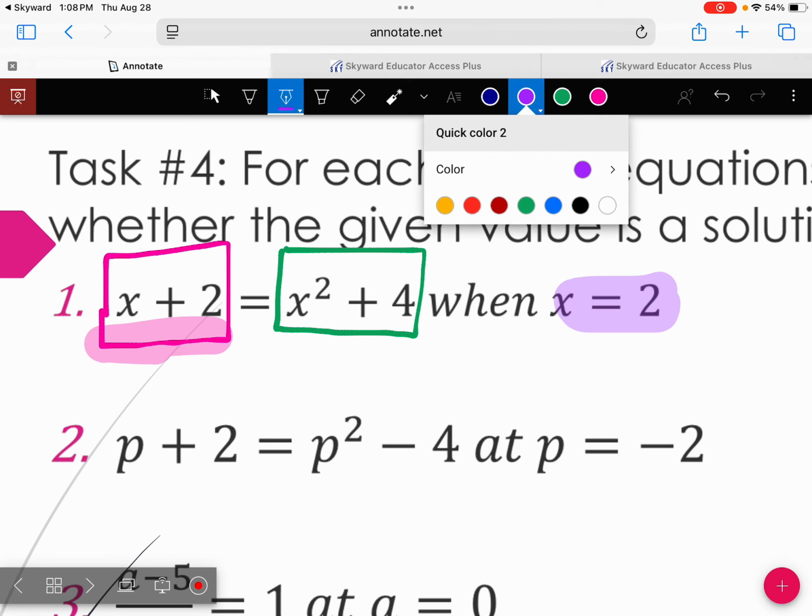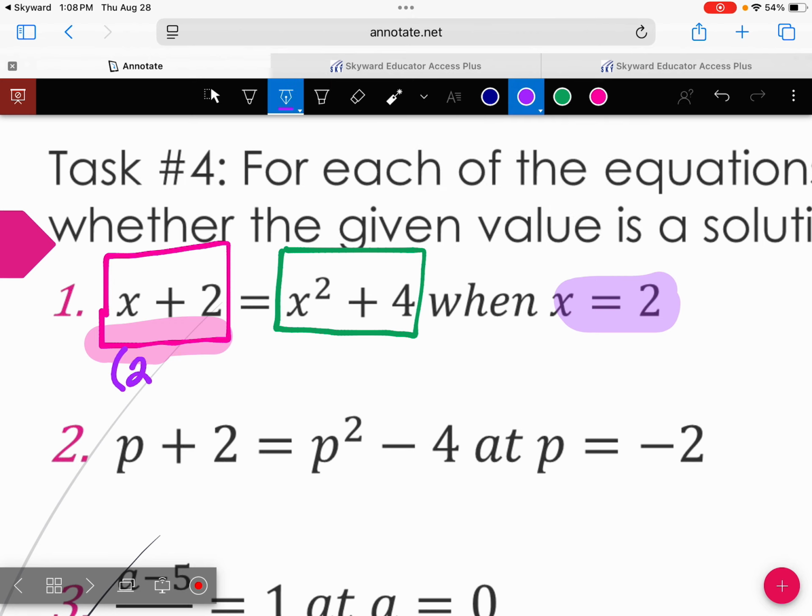I could take this and say, okay, let's see what happens if x is 2. 2 plus 2, well, we know that one. 2 plus 2 is 4. You guys have much more space than I do. I have very little space in here. If I did the same thing on this green piece, I would substitute my 2 in here: 2 squared plus 4. We would get 4 when we do our 2 squared. 4 plus 4 gives me 8.